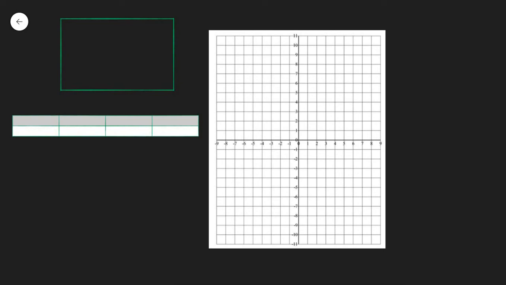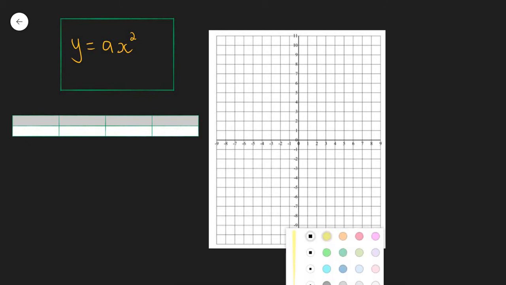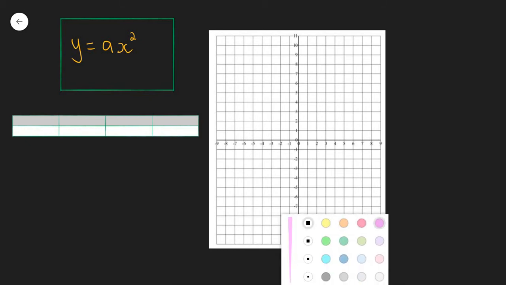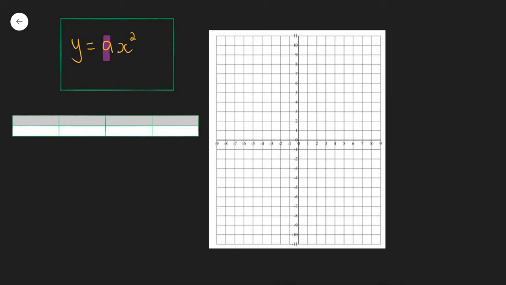Hello, so in this video let's start off with the basic equation for the parabola, which is y equals ax squared. Now for us to understand this type of equation properly, it's easier to draw it and see what each variable does when we change it, and we're specifically going to look at when we change a.